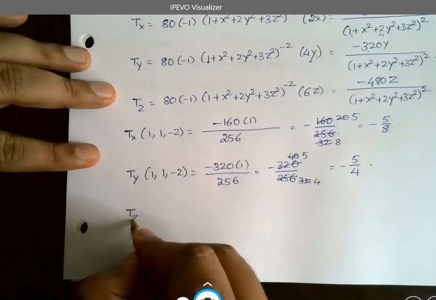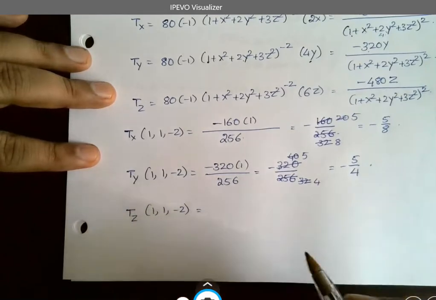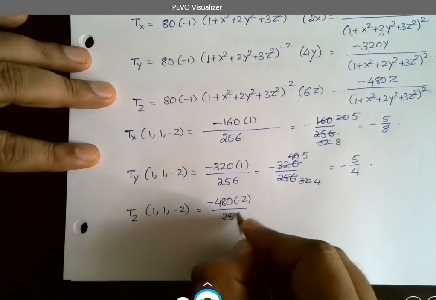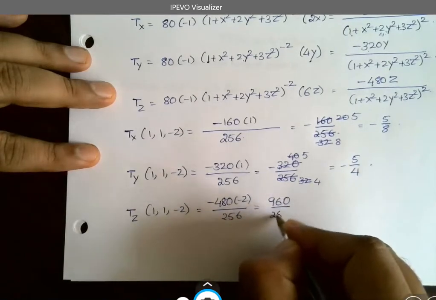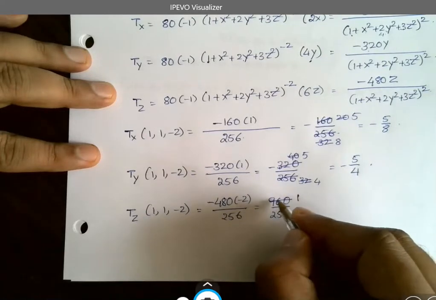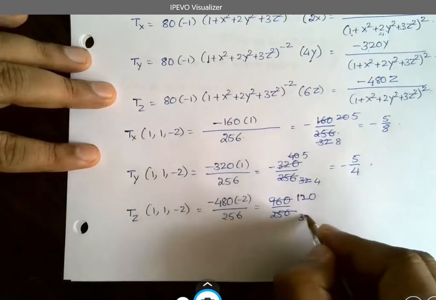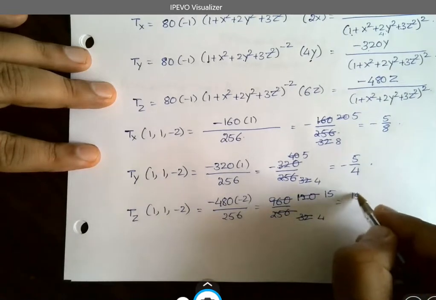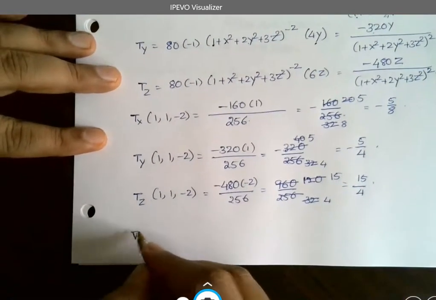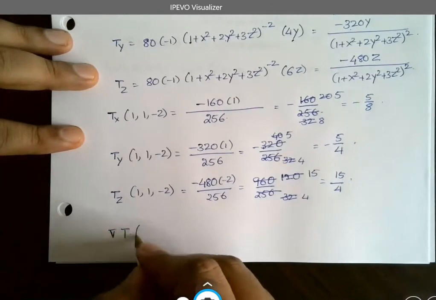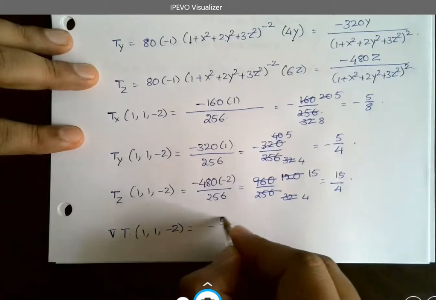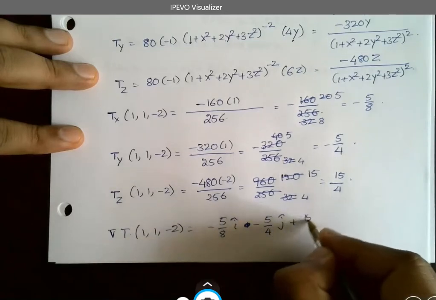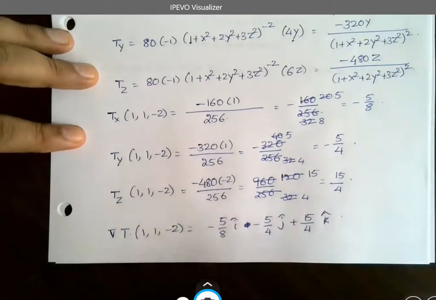Then you want to find Tz of (1, 1, negative 2). So that's going to be negative 480 times negative 2 divided by 256. So that's going to be 960 divided by 256, which is 15 over 4. I hope I'm right. So now your gradient of T at (1, 1, negative 2) is going to be negative 5/8 i plus negative 5/4 j plus 15/4 k. I hope I'm right. If not, fix it.